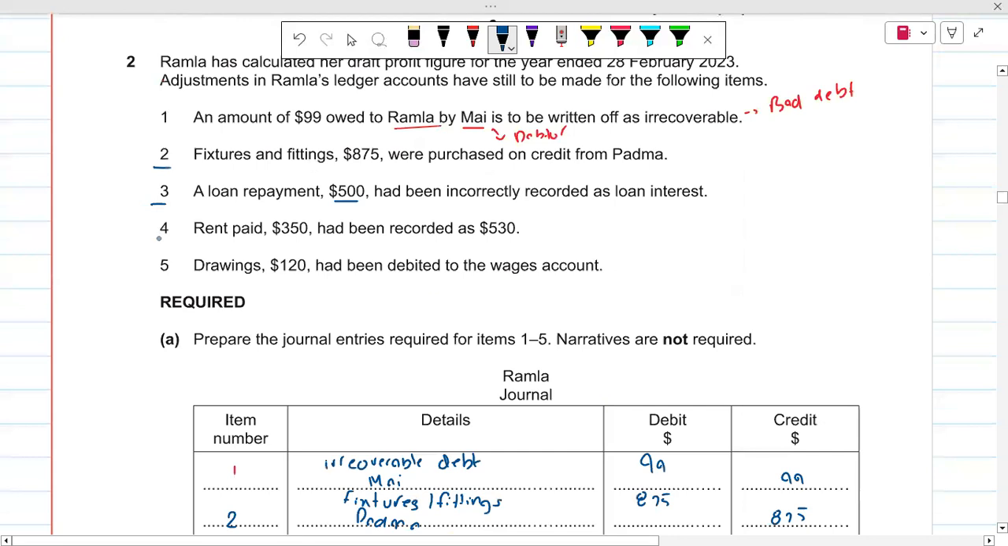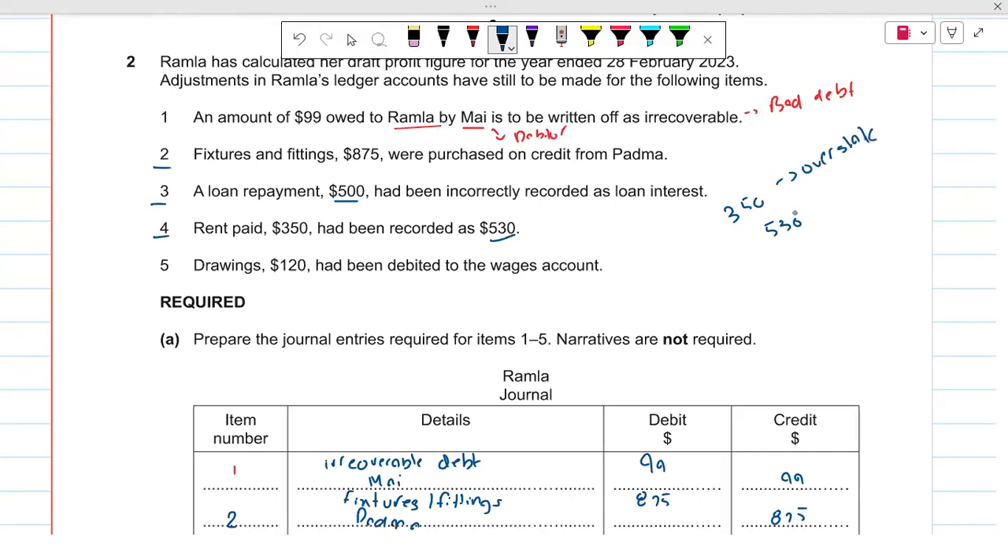Okay, so after that we have the number 4 adjustment. Rent paid $350 had been recorded as 530. So we should record the rent as 350, but we accidentally recorded 530. It means that we overstated this, 350 minus 530. We paid 350 rent, but we recorded 530. So it means that we overstated this amount. We overstated the rent payment.